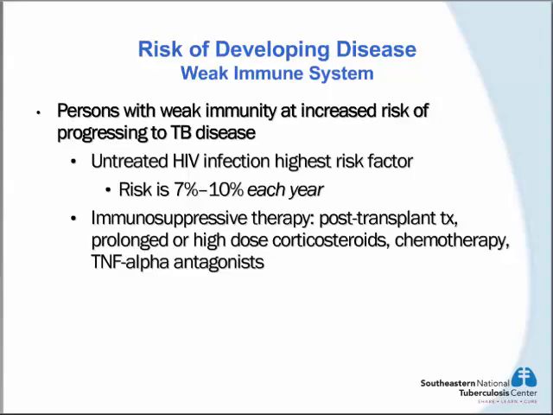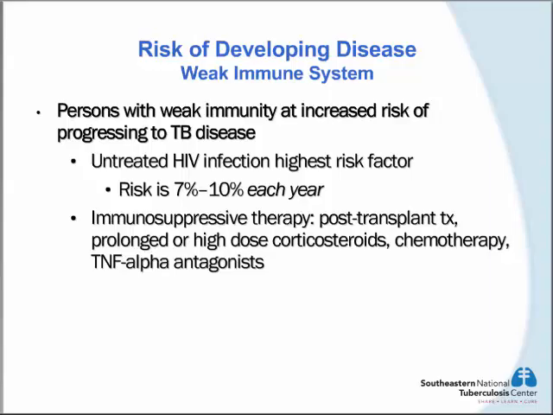The best example of this, and the people with the highest risk, are people that are co-infected with HIV, and their risk is estimated to be 7 to 10% per year. 7 to 10% per year versus the people that have a normal immune system, which is 10% in their whole life.